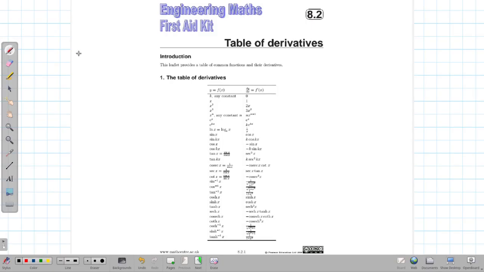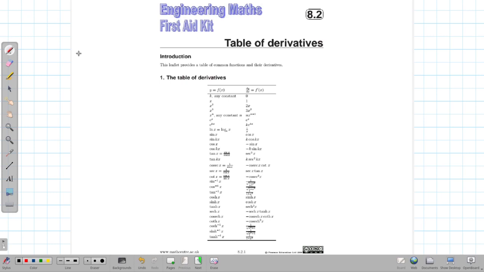In my previous presentation, we took a look at the basics of differentiation and looked at how to find the derivatives of polynomials. In this presentation, we're going to go a little bit further, and we're going to take a look at some basic trigonometry functions, natural log functions and exponentials.